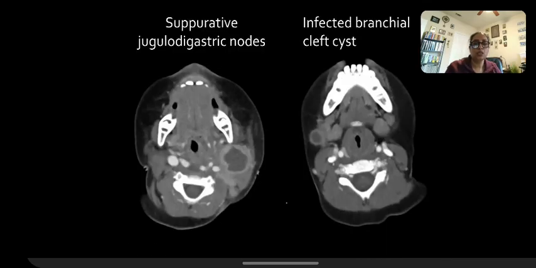Okay. So here is an example of a suppurative jugulo-digastric lymph node on the left, and you can see an infected branchial cleft cyst on the right. But again, like I said, it may be difficult to make out the differentiation if you are just starting. But over time, when you see more and more cases, you'll see the difference. You can see on the left side it's like a conglomerate group of lymph nodes, and within the center of that there is suppuration, whereas on the other side there's just that one lesion, and then there's peripheral enhancement. That's how you know the difference between the two.